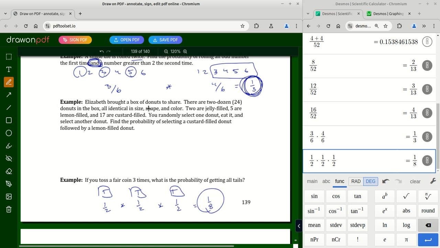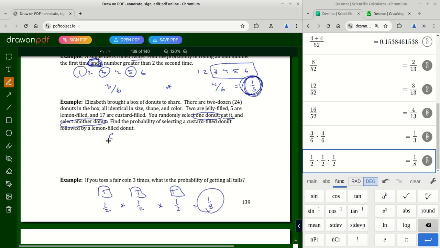So Elizabeth bought a box of donuts. We got 24 donuts total. 2 are jelly, 5 are lemon, 17 custard, and you can't tell which one's which. So you just grab one and eat it. Grab one donut, eat it, and then you grab another donut and you eat it. So what's the probability of custard and then a lemon?